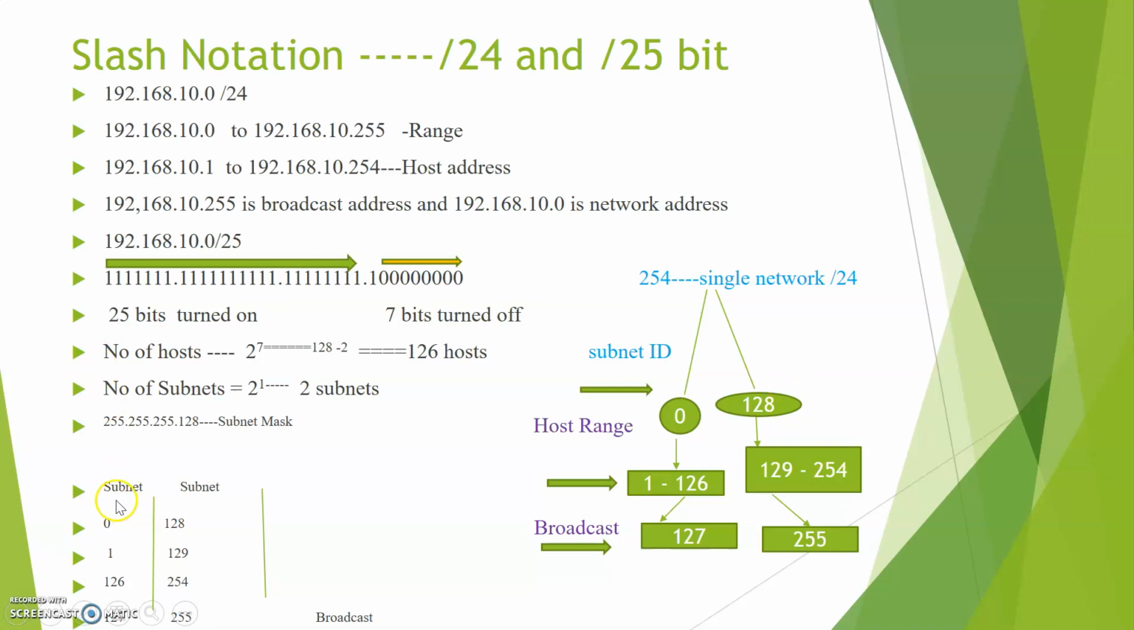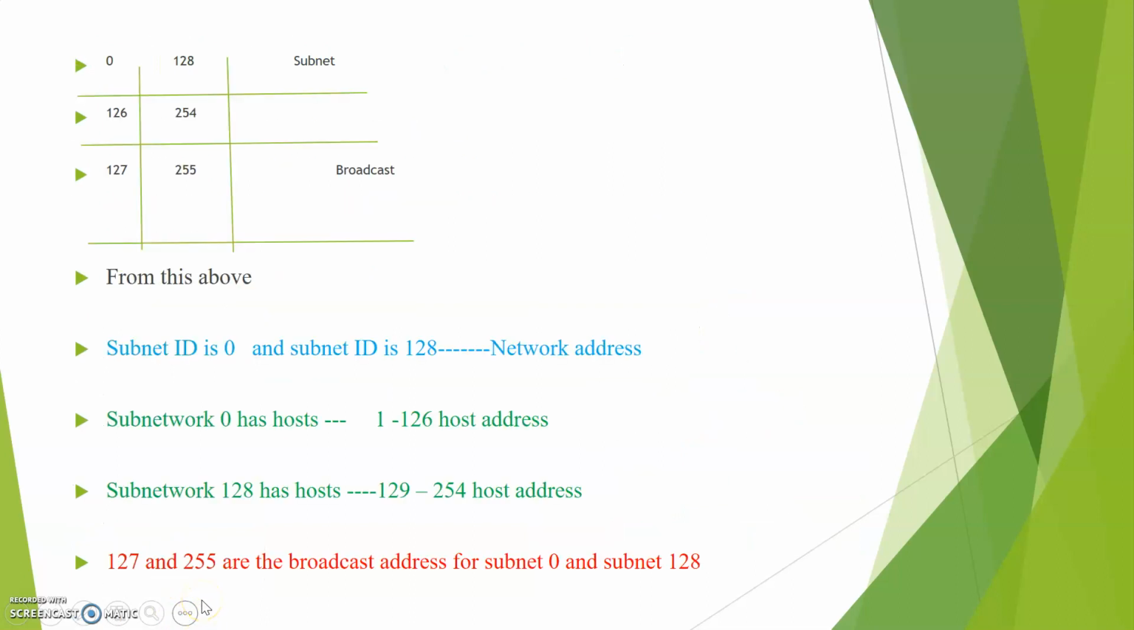So I have written here subnet 0 and the second subnet is 128. Subnet 0 will have the first host as 1 and the last host as 126, and 127 is the broadcast address. For subnet 128, 129 is the first host, 254 is the last host and 255 is the broadcast address. So subnet 0 has a host range of 1 to 126, and subnet 128 has hosts in the range of 129 to 254. And 127 and 255 are the broadcast addresses for the /25 network.